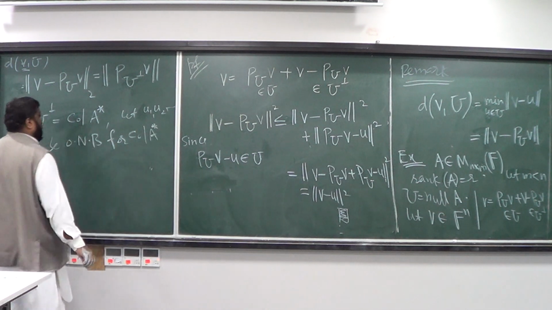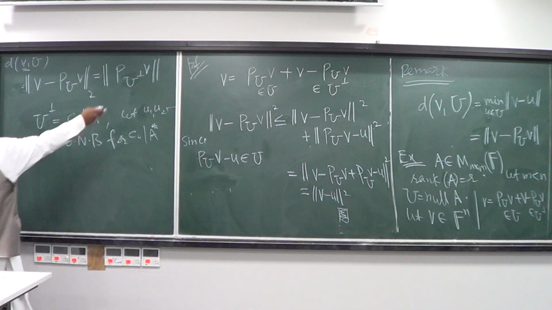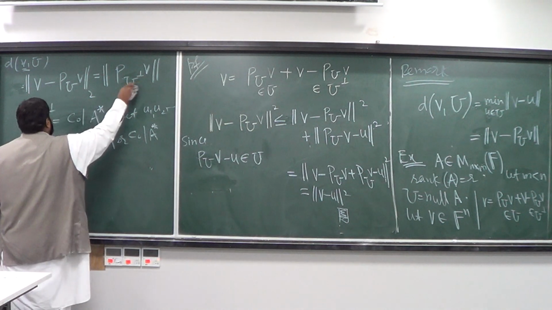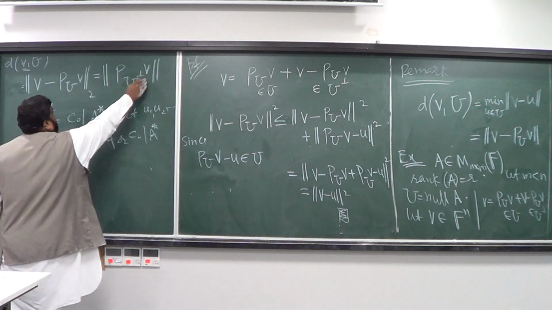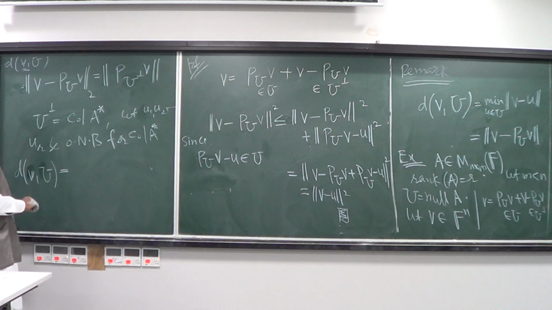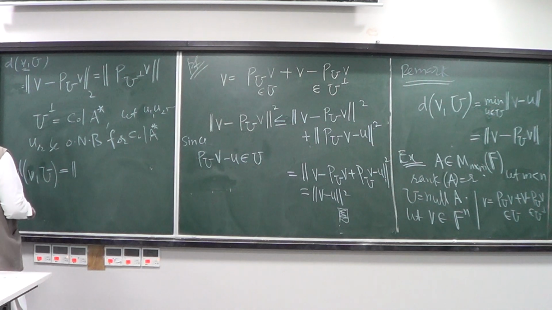If this is the orthonormal basis of the column space of A star, then I can directly calculate this value. In other words, the distance between the space V and the U is equal to the orthogonal projection of V onto U perp, and that is going to be equal to what?